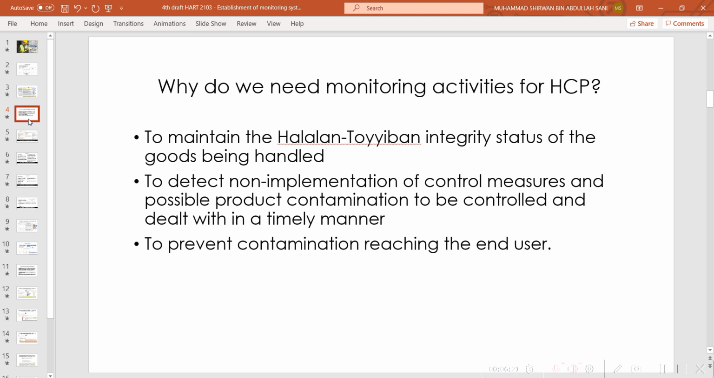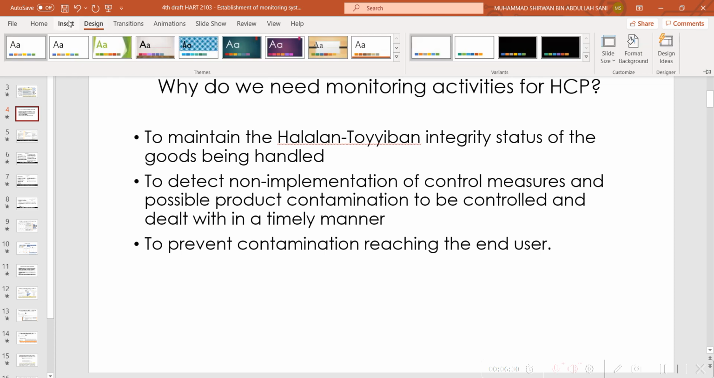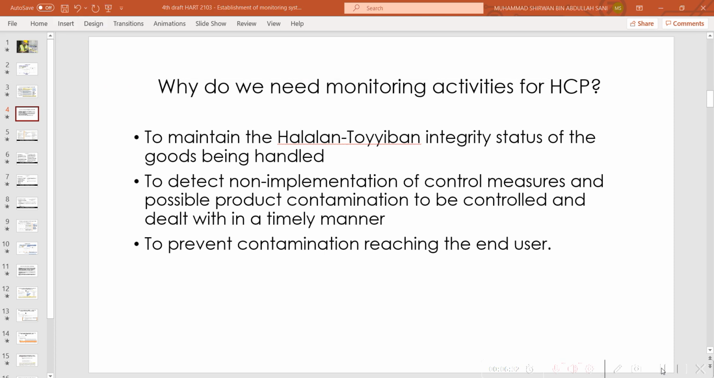Okay, so during this time, if we saw that, for example, freezer and chiller. All right, so let's continue. When we talk about chiller, for example, we are monitoring the freezer or chiller.